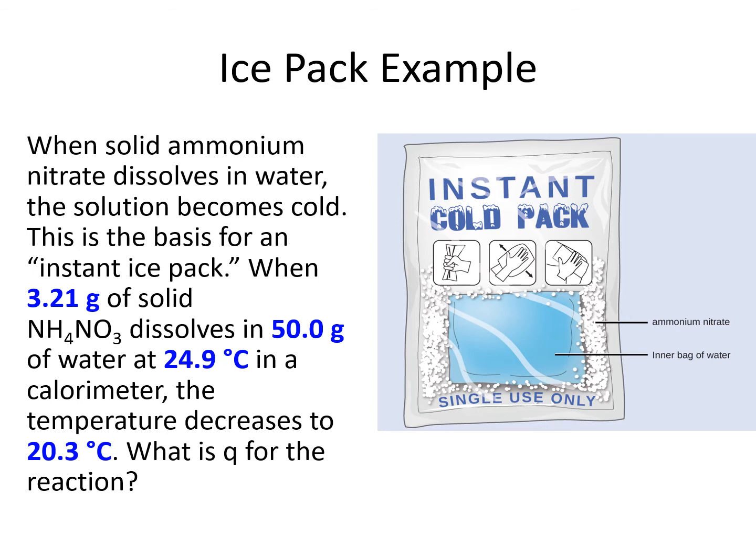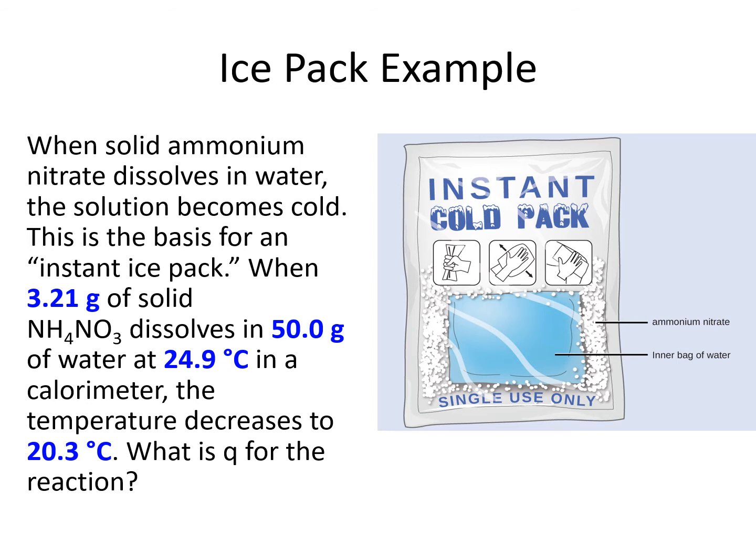Let's look at another type of calorimetry problem. So here we have a problem where we have a salt dissolving in water. Remember, when I use the word salt, it could be any type of ionic compound. So this is what's happening in an ice pack. Solid ammonium nitrate is going to dissolve in water. So when you break open the little bag inside, the ammonium nitrate gets out into the water, or the water gets out to mix with the ammonium nitrate. And so the reaction occurs, and as the ammonium nitrate dissolves in the water, it's going to be an endothermic process. Heat goes into that ice pack.